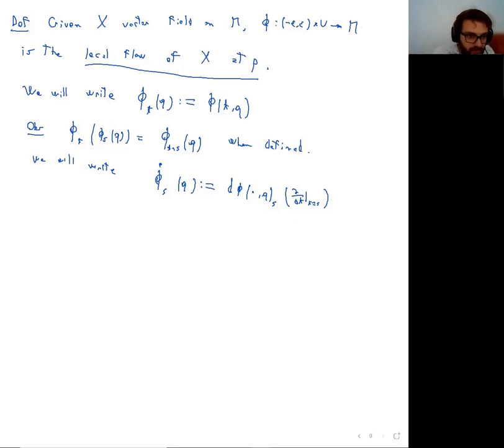Okay, so this is still part of the recall. This is what the flow of a vector field is. So now let's recall another thing which is important, which is foliations. Have you ever heard about foliations?